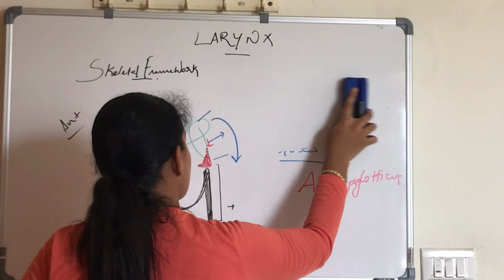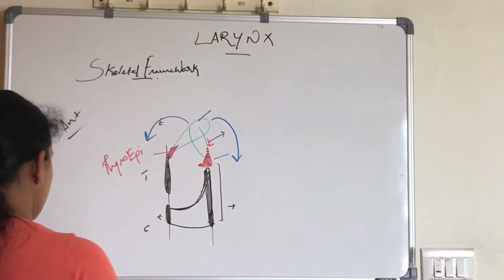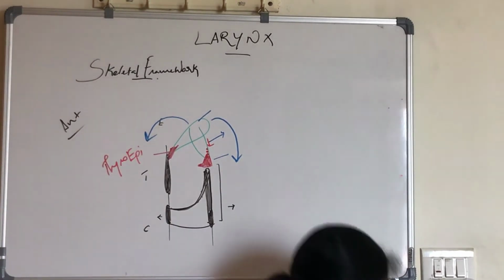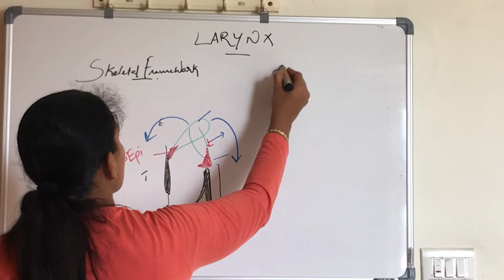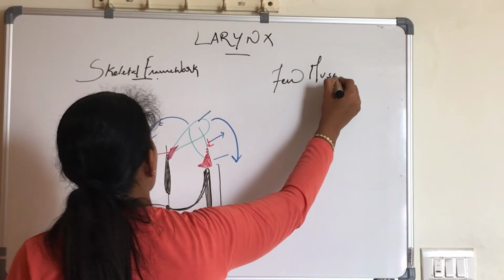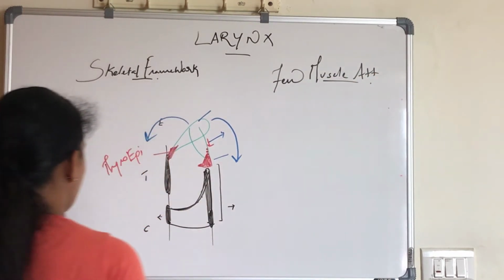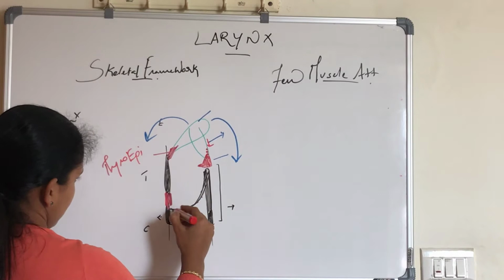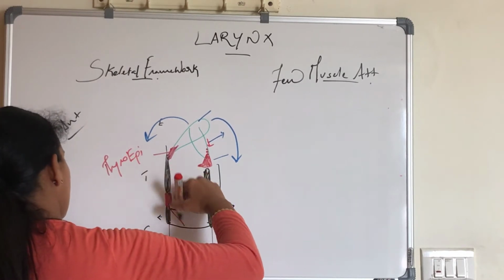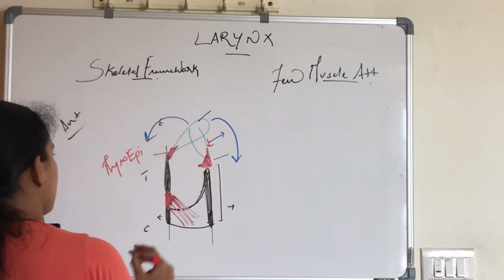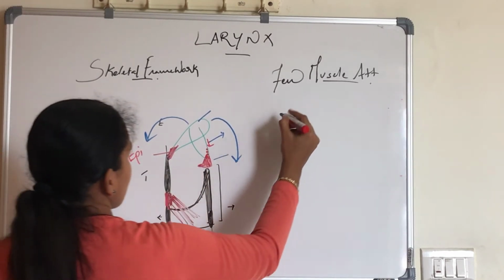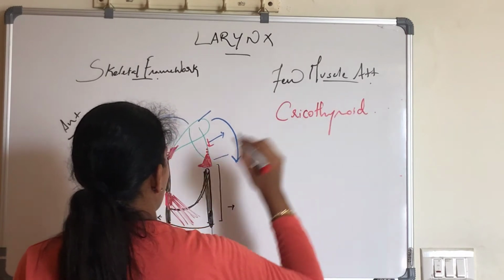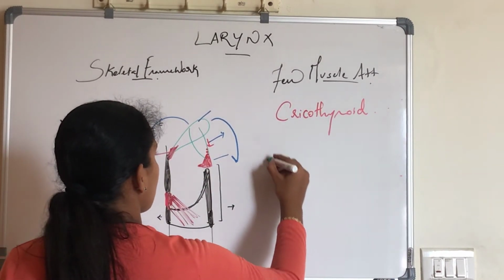Okay, now we have some idea about the laryngeal inlet. Let us move on to other muscles. I'm going to discuss only a few important muscles over here. Yes, a few muscles of the larynx. Anteriorly, see, between the thyroid and cricoid is the cricothyroid muscle. What should we remember about this cricothyroid? Just remember, it is the tensor of the vocal cord.